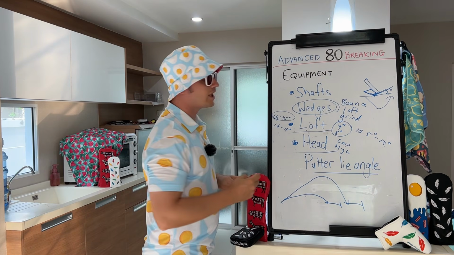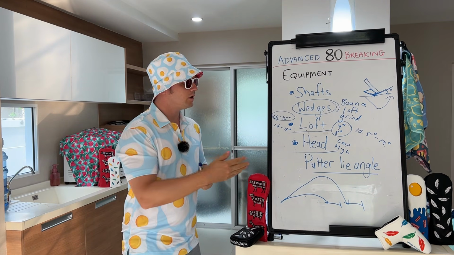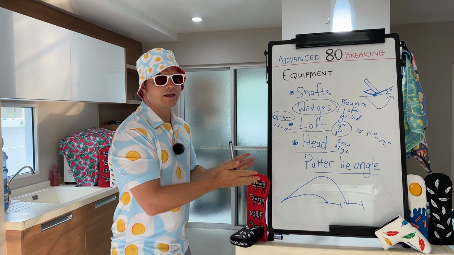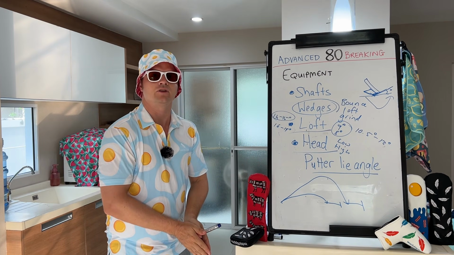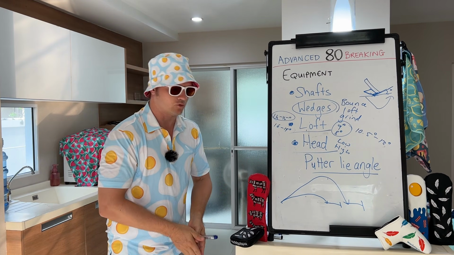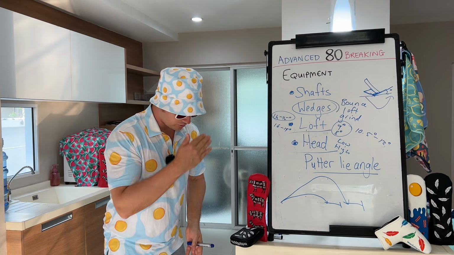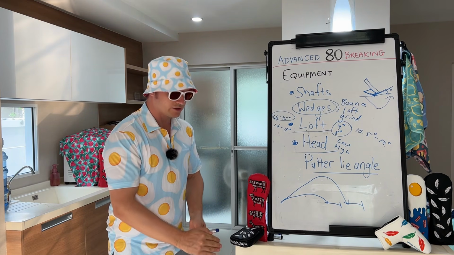The putter lie angle can be very important as well if you're not putting well. This is just something you want to get checked out, because the putting game is so important that you want to make sure that the lie angle is correct. A lot of people may be toe up or toe down, or not seeing correctly with their eyes lining up to the putt.